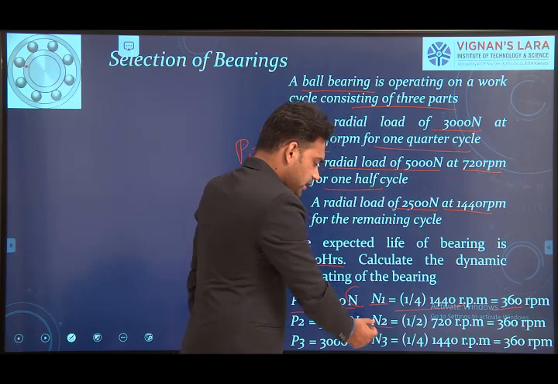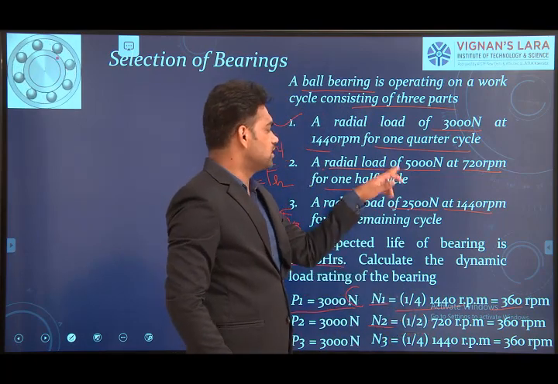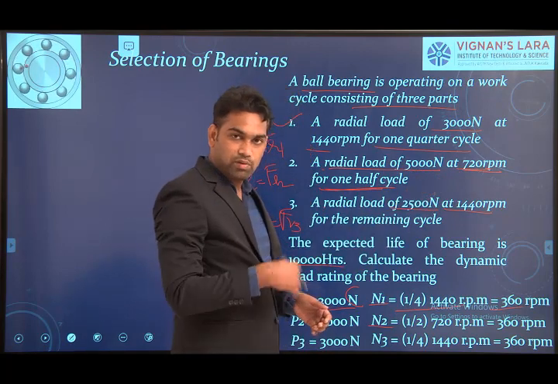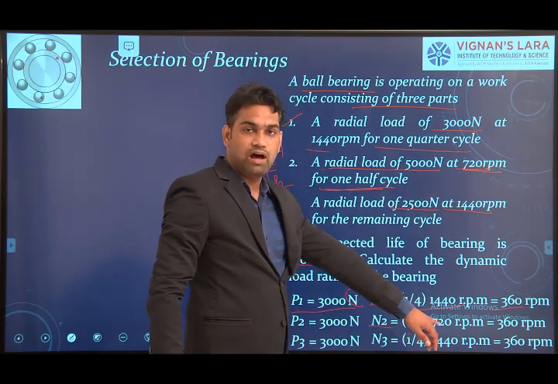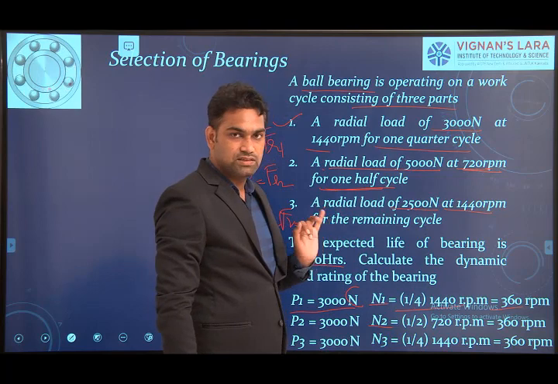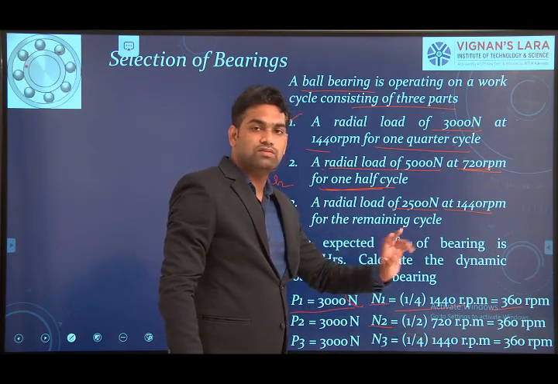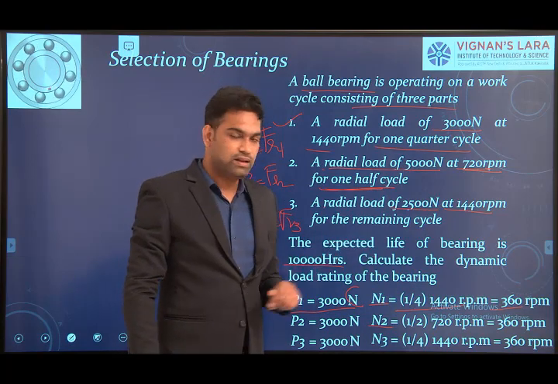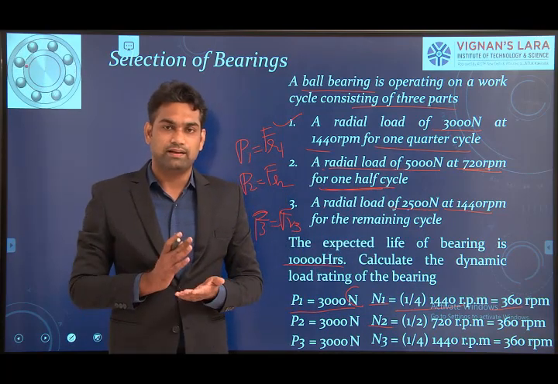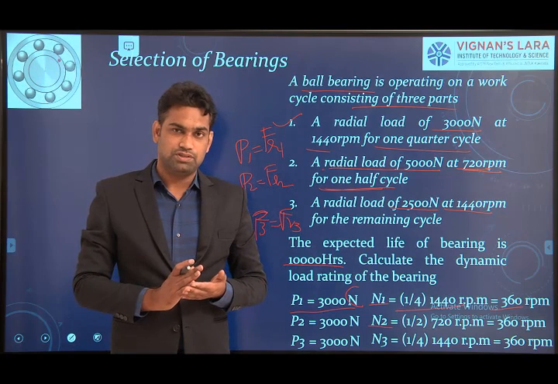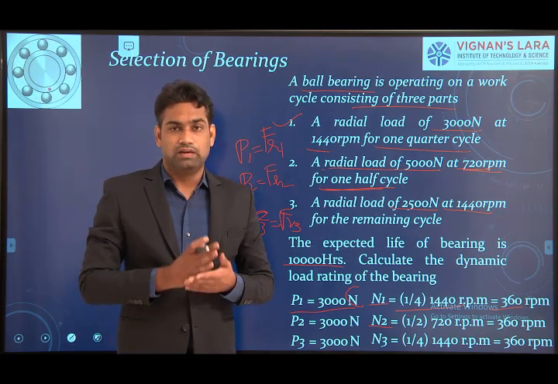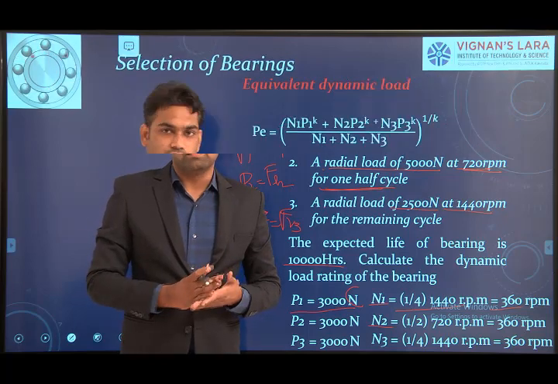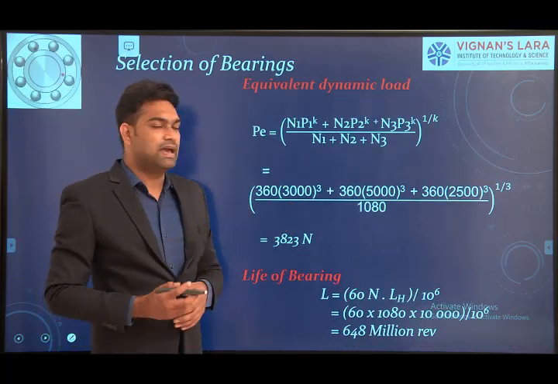Similarly for N2, it is 1/2 of 720 rpm, that is 1/2 cycle, with the speed of 720, and the number of revolutions is given by 1/2 into 720. Similarly the remaining cycle is 1/4, so 1/4 into 1440 rpm. Clear? So this is the given data, and LH is given. We need to calculate the life in million revolutions and the equivalent dynamic load in a variable condition, PE, and calculate C. First, coming to the equivalent dynamic load in a variable load.